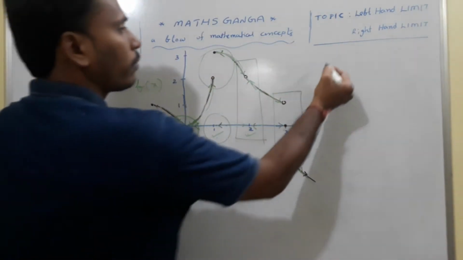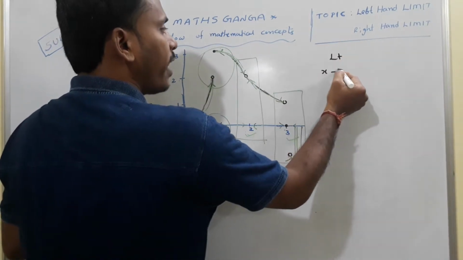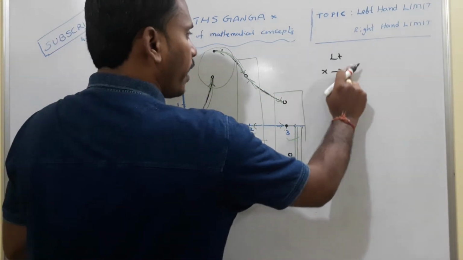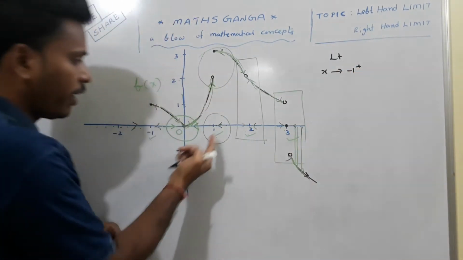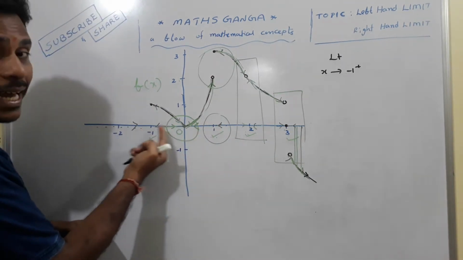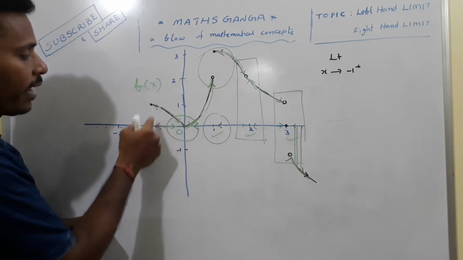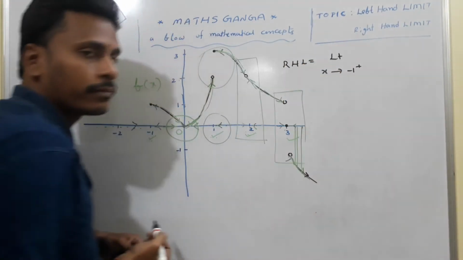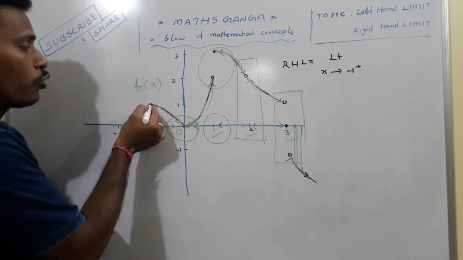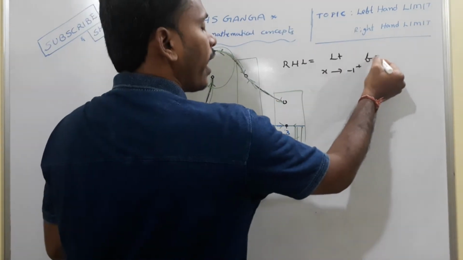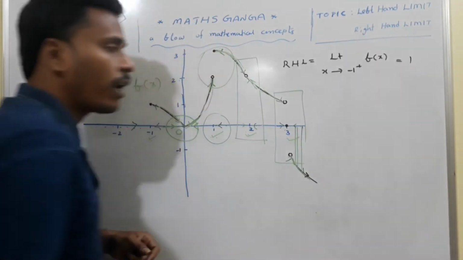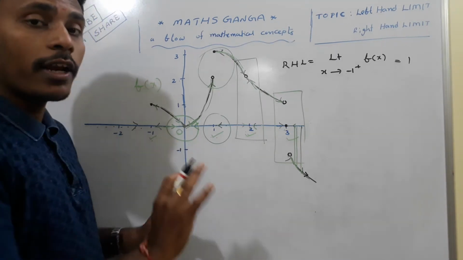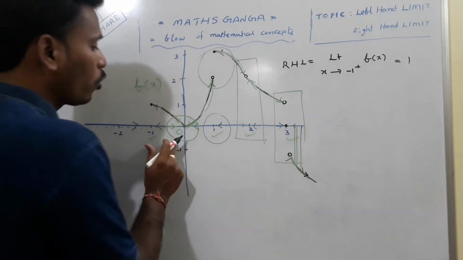See, at minus 1, the limit extends to 1 plus. If you move towards minus 1 from the right hand side, we take it as minus 1 plus, which indicates that for the right hand limit, the value of f of x is approaching 1 here. So the right hand limit is 1 for f of x at minus 1. And the left hand limit at this point is not defined. Okay, and then coming to 0.